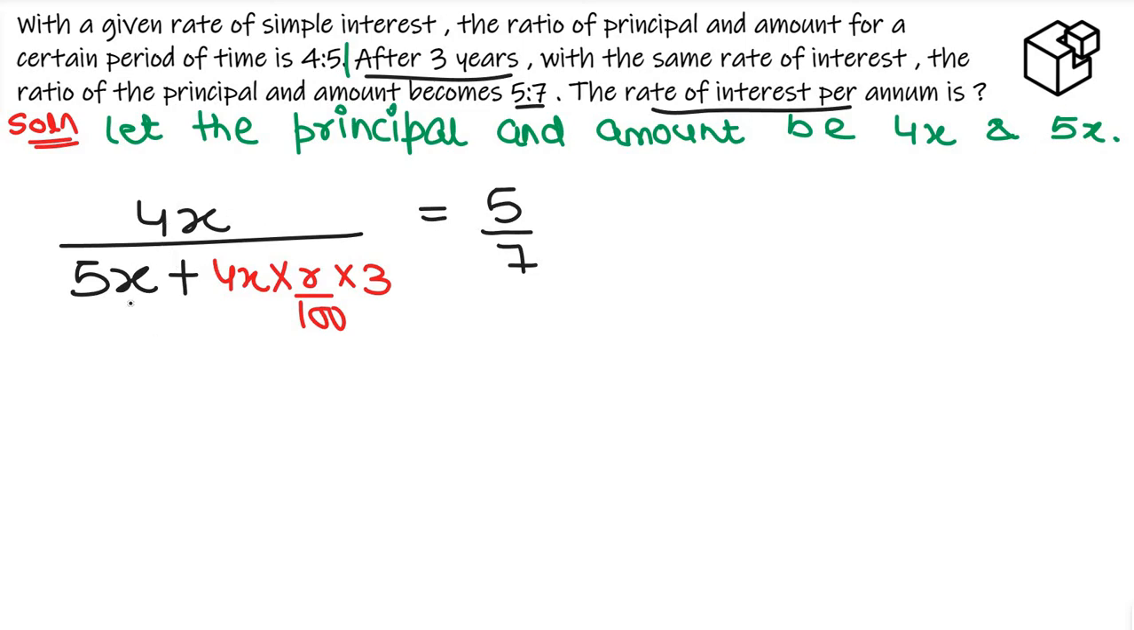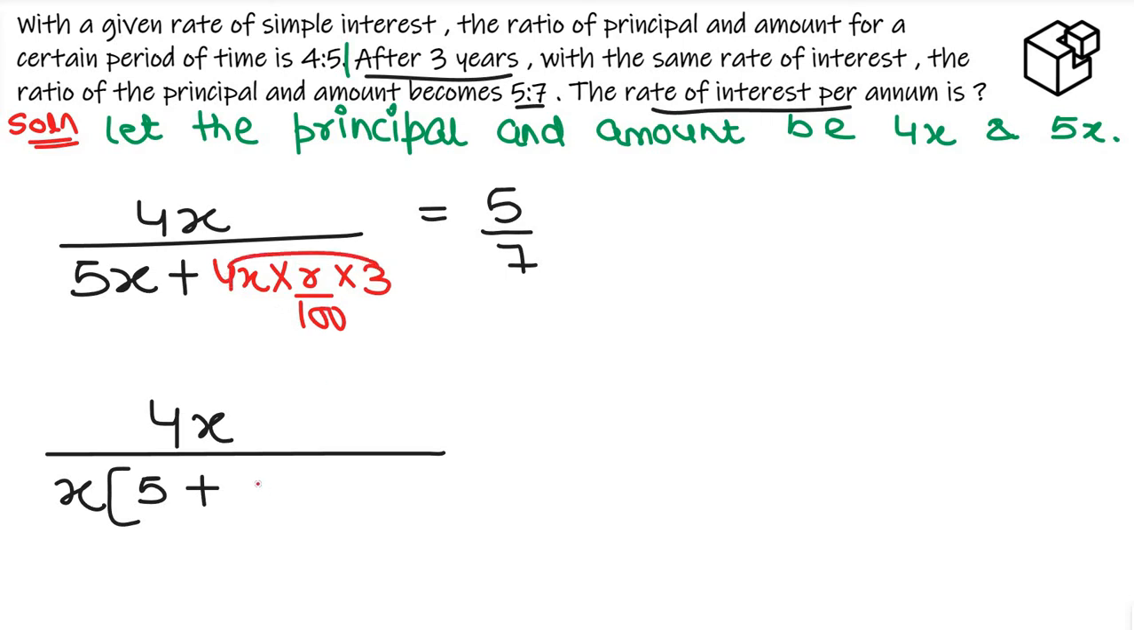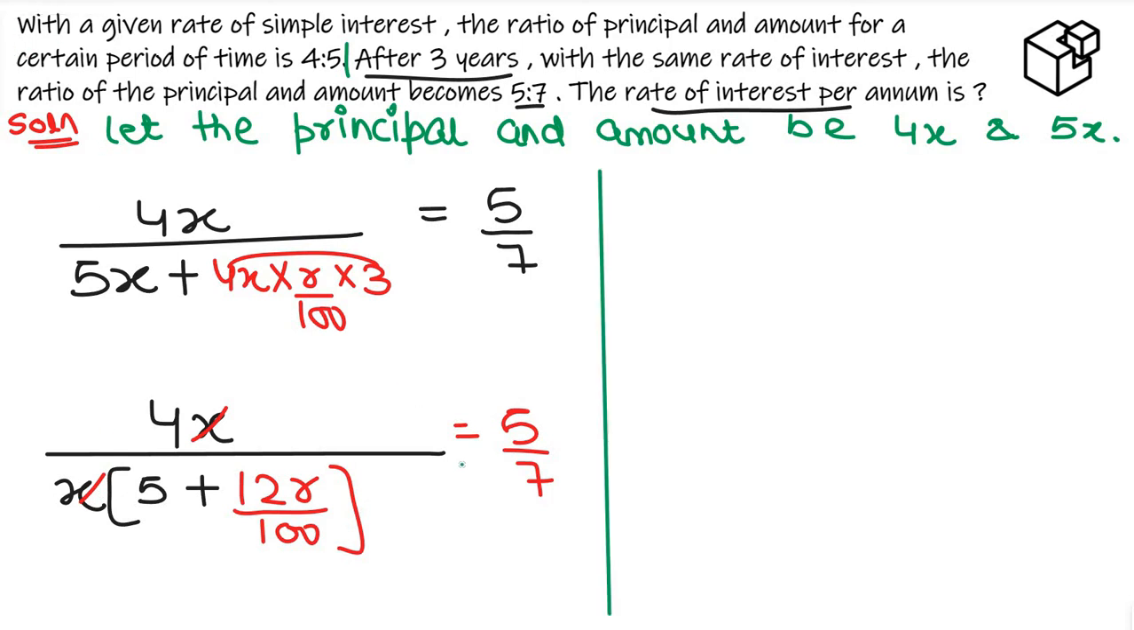See, first I'll try to take x common in the denominator. Okay, and how can I do that? 4x will remain 4x, but if I take x common, on the first part 5 will remain the same, and on the second part, 4 3s are 12, r upon 100, right? And this will be equal to 5/7, and obviously I can cancel out x by x, right? Now it gets very simple, right? So just cross-multiply, taking each denominator to the other side's numerator.